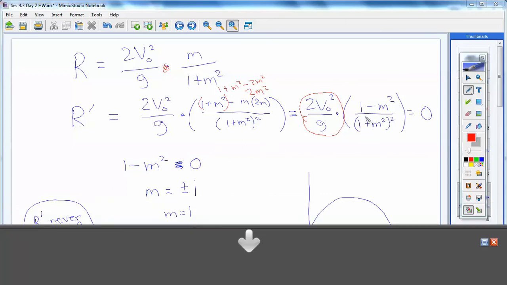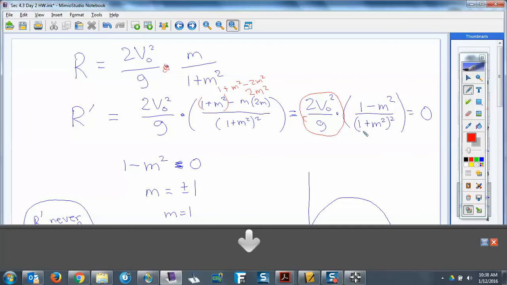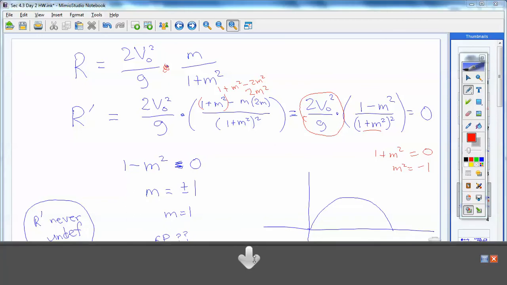Okay, what about r prime undefined? Here's r prime. When will that be undefined? When the bottom is 0. When will 1 plus m squared be 0? When m squared is negative 1. When will m squared be negative 1? Never, right? You can't square to get negative 1. So r prime is never undefined, so I got that down there.